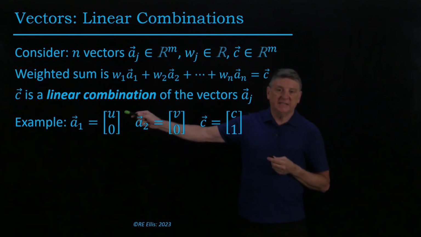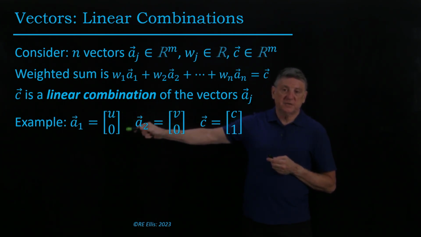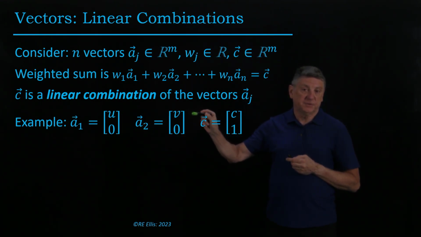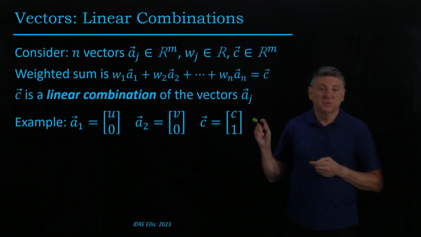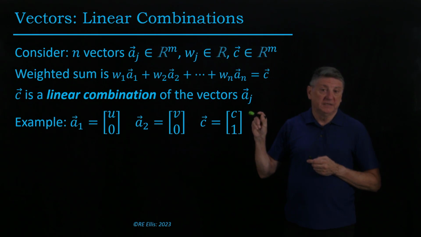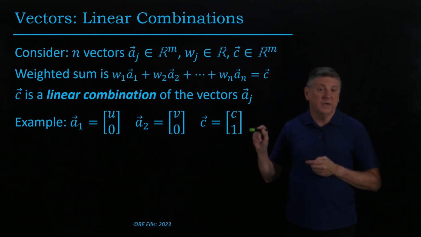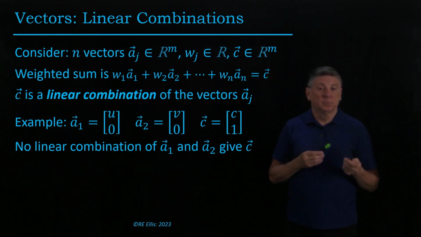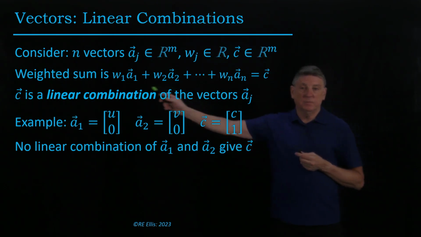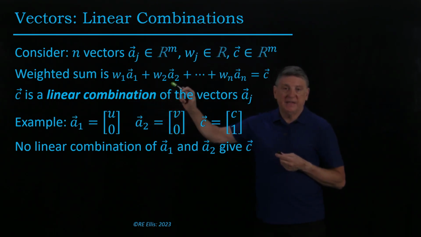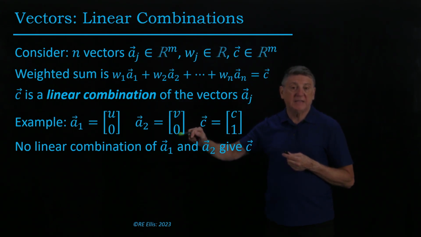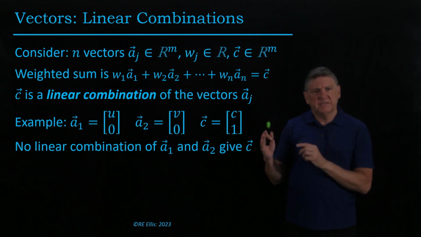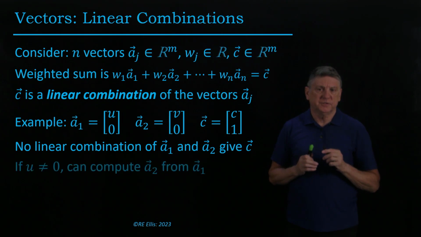Suppose that A1 has some real number in its first entry and 0 in its second entry. Suppose A2 has a possibly distinct real number in its first entry and 0 in its second entry. And suppose that the vector C has a possibly distinct real entry and it's got a 1 in its second entry. There's no linear combination of A1 and A2 that will produce C. And that's because every time we multiply a weight by this second entry and then a possibly distinct weight by this entry and add them up, we'll never get 1. So there's something distinctive about this set A1 and A2 and this new vector C.